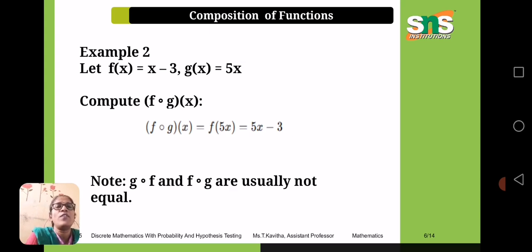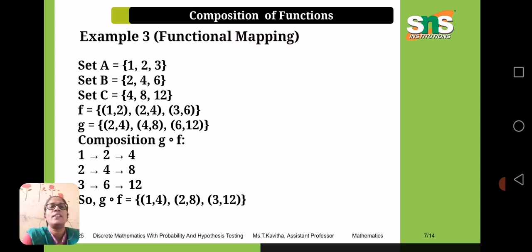Now we calculate f of 5x, therefore 5x minus 3. Here g composite f and f composite g are usually not equal. We already said that.